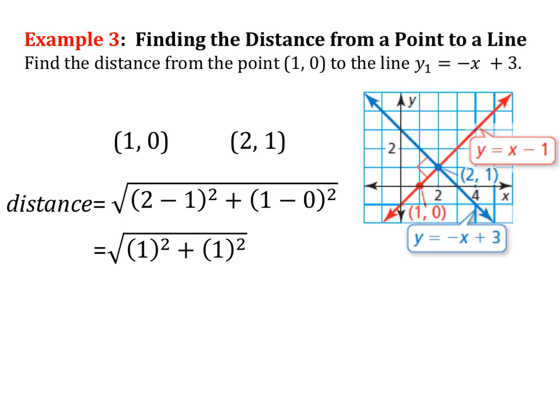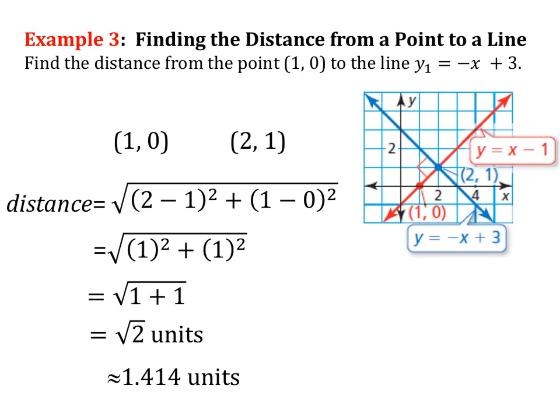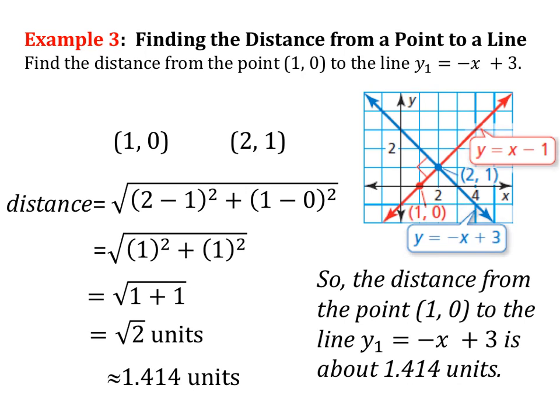So we get 1 squared plus 1 squared, which is 1 plus 1, all under the radical, simplifying to the square root of 2. So the exact distance is square root of 2 units. If we type this in the calculator, we can get an approximate distance. So the approximate distance, always round to 3 decimal places unless told otherwise, is going to be 1.414 units. So the distance from the point (1, 0) to the line y equals negative x plus 3 is about 1.414 units.